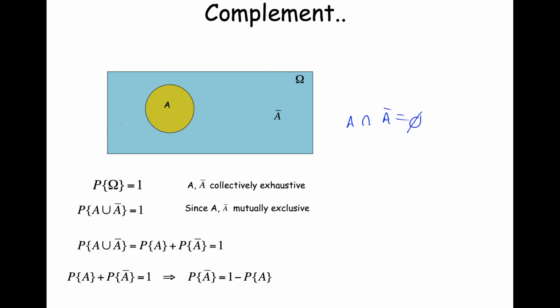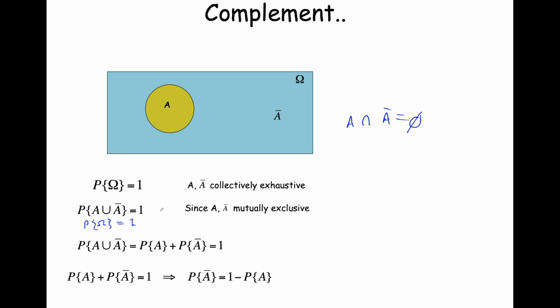So that means if they're collectively exhaustive, we know the probability of the union of these is the same as the probability of our sample space omega. So we take A union A bar, that's the same as our sample space omega, probability of the anything event, defined by probability 1 is equal to 1. So yes, they are collectively exhaustive. Likewise, they're mutually exclusive. Their intersection is the empty set.